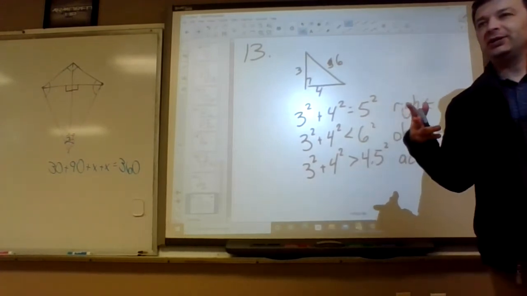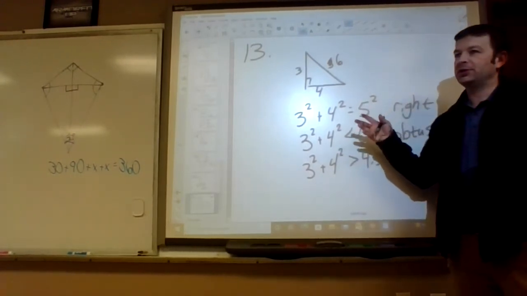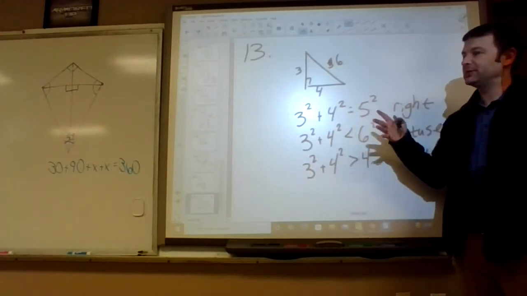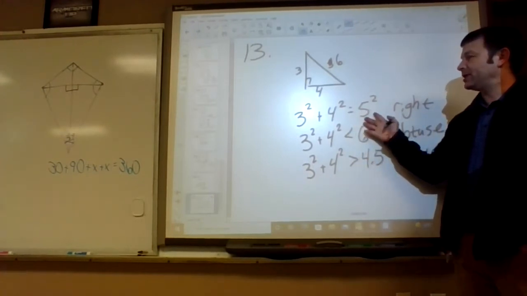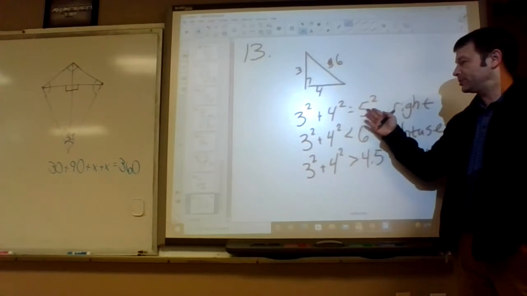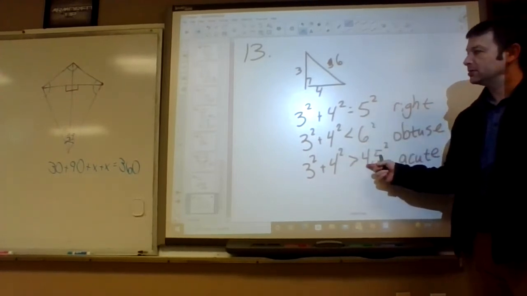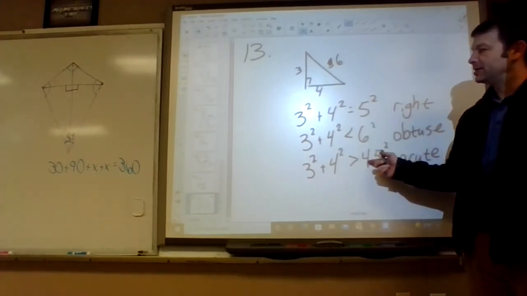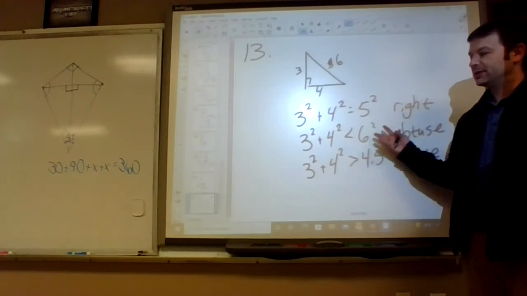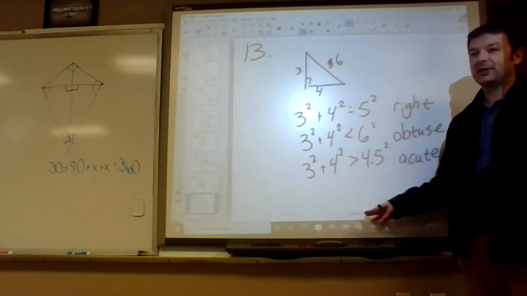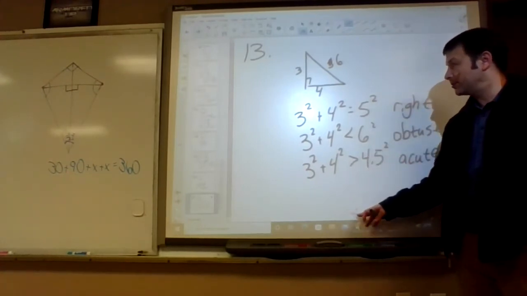The c should be the largest side, because if it's going to be the hypotenuse, it would have to be the largest side. So we need to put the big number over here. Does that kind of make sense? Yeah. This is not number 13. This is the explanation of how to do 13 through 16 or whatever it is.